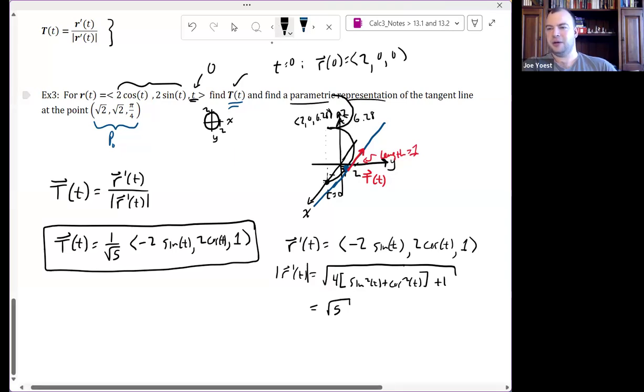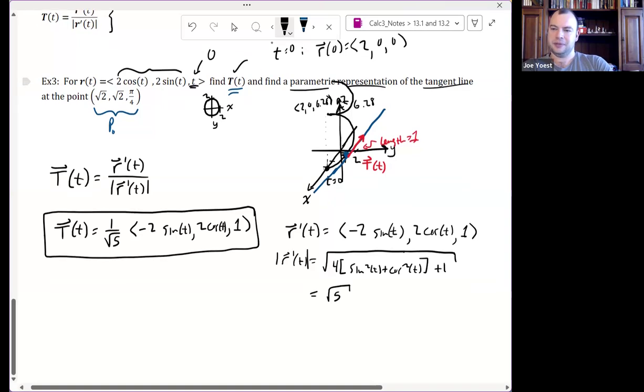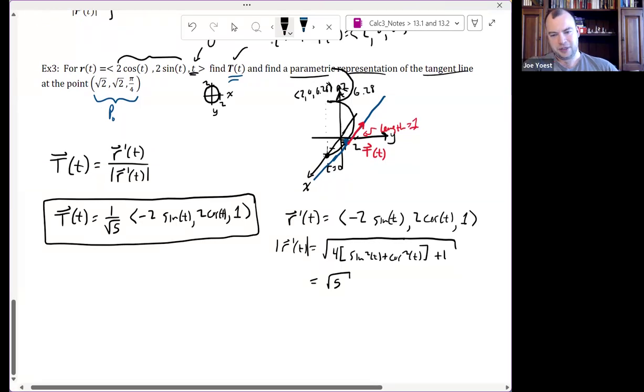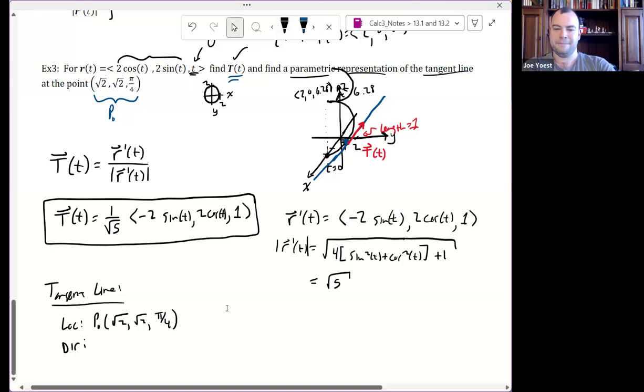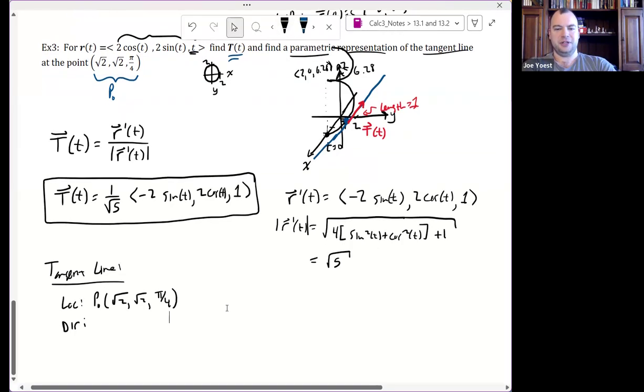Let me work on finding a parametric representation of the tangent line. So what do I need for the tangent line? I need location information and direction information. Again, the location information is pretty straightforward. We'll call it P naught, root 2, pi over 4. That's the point that we're given, the point of tangency, the point where we want to find the tangent line. And then what about the direction information?